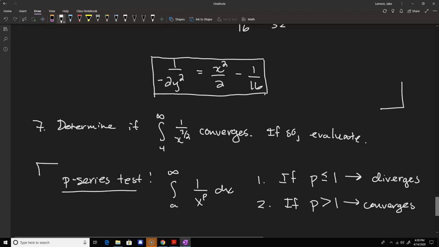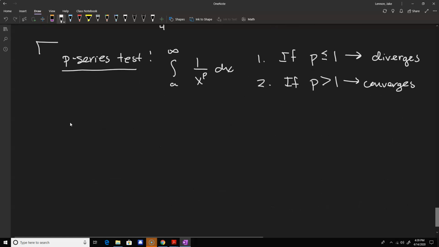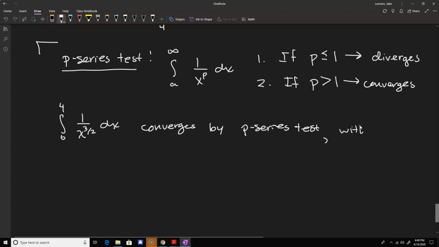So in our problem, we have p equals 3/2, which is greater than 1. So we can say that the integral from 0 to 4 of 1 over x^(3/2) dx converges by the p-series test. In particular, it converges with p equal to 3/2, which is greater than 1.